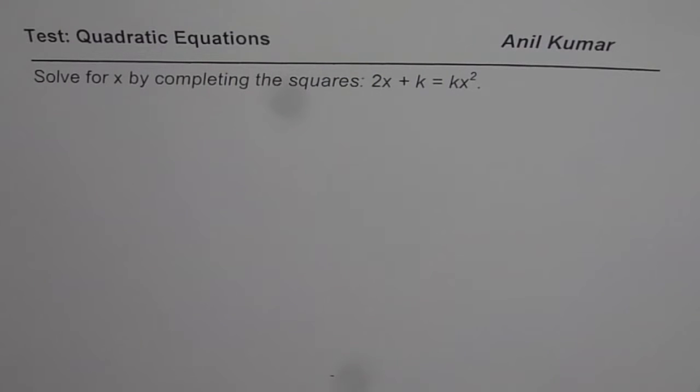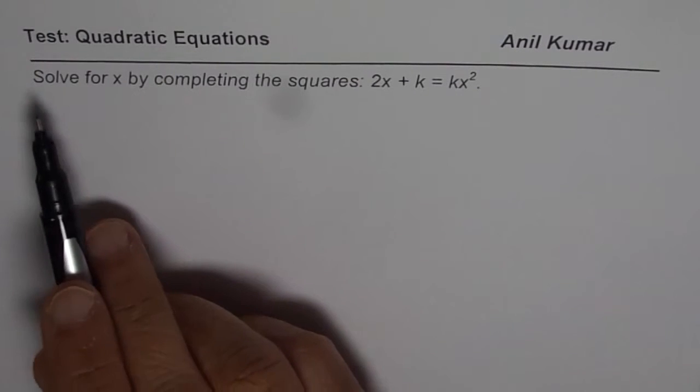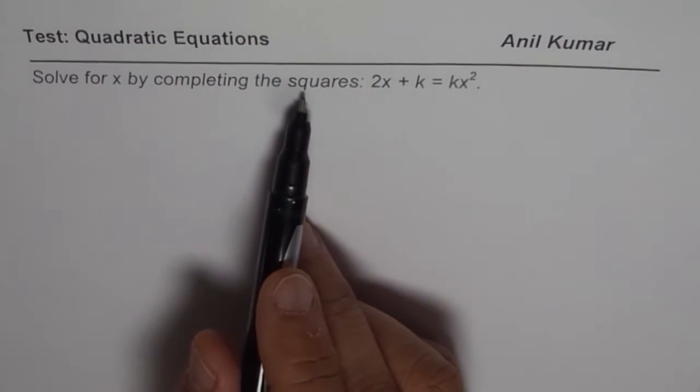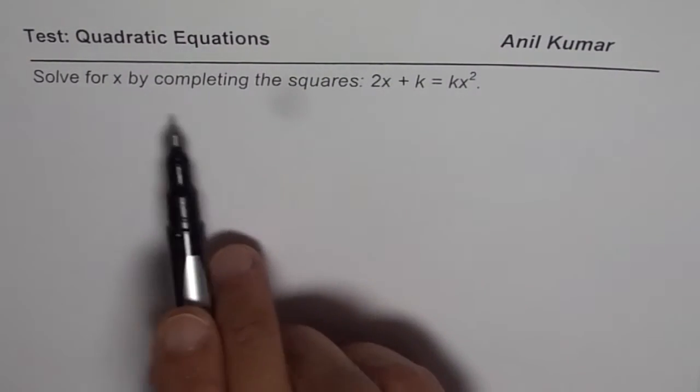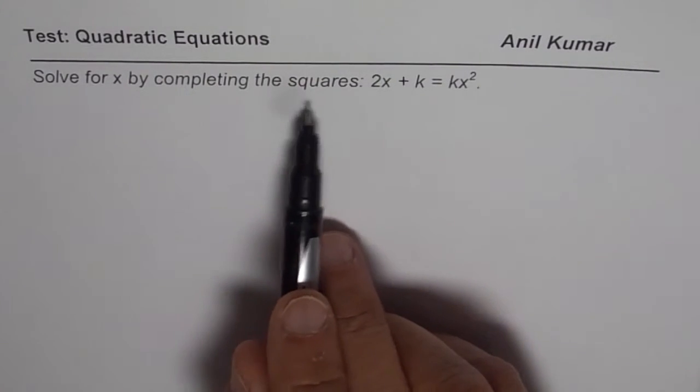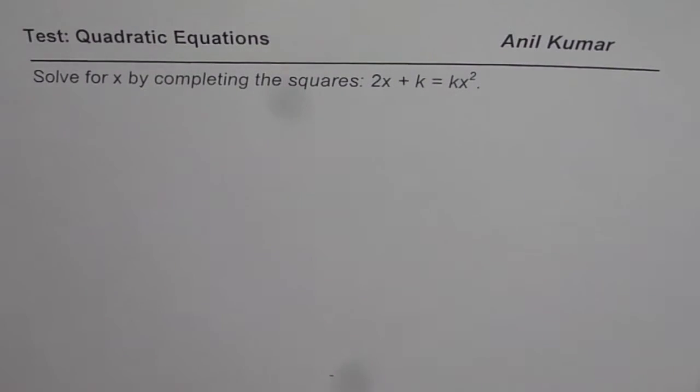I'm Anil Kumar. We are discussing how to solve quadratic equations when we have unknown constants involved. The question here is: solve for x by completing the squares. 2x plus k equals kx squared. Now, "by completing the squares" is kind of a hint for you. Normally, that may not be given in the test paper, right?